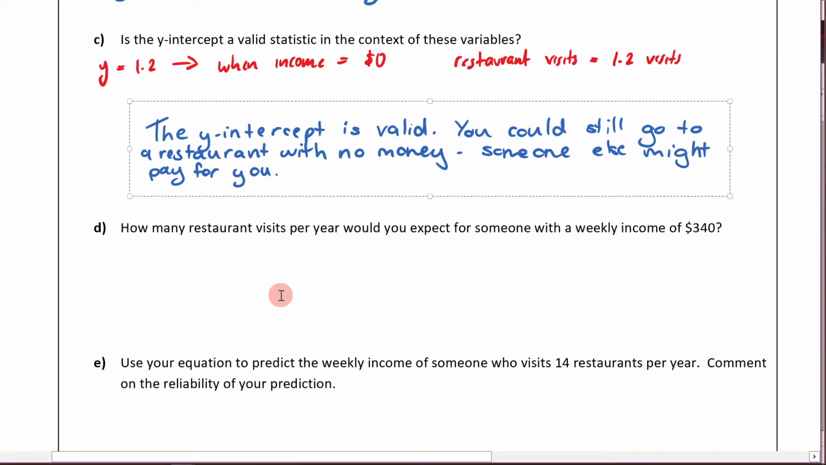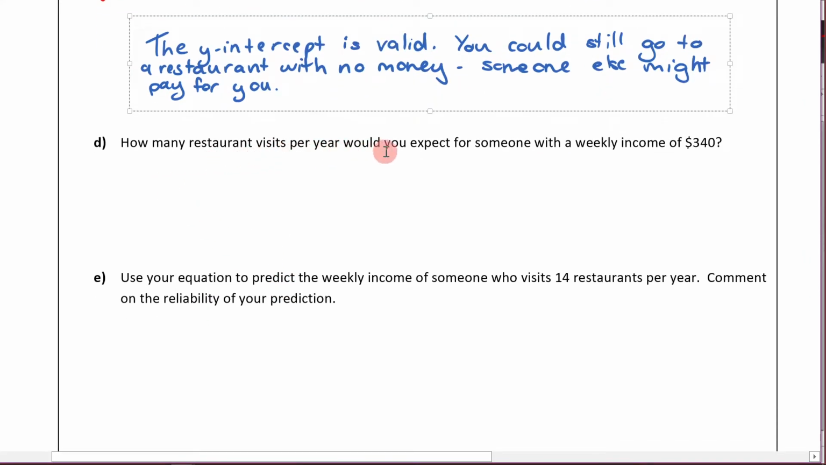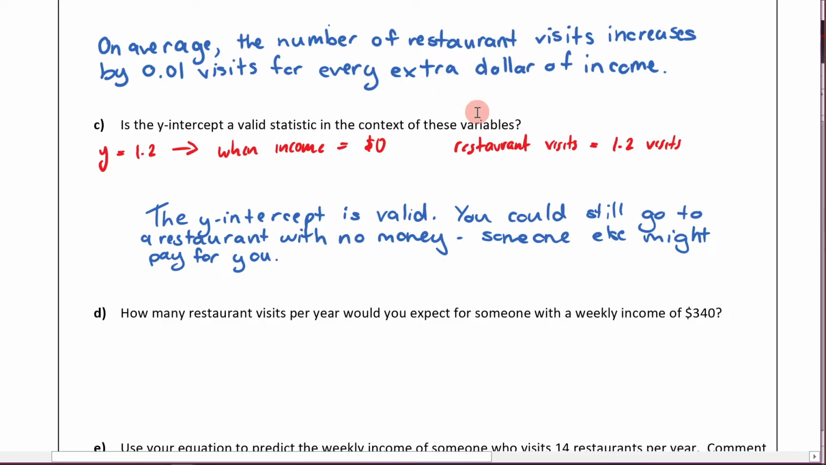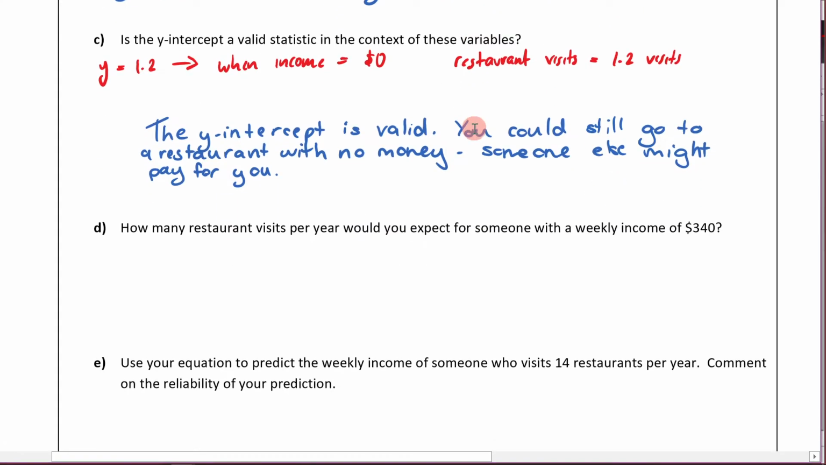Okay, the next thing we have here is: how many restaurant visits per year would you expect for someone with a weekly income of 340? So what we're going to do is take our rule and sub into the income spot what we've been told.